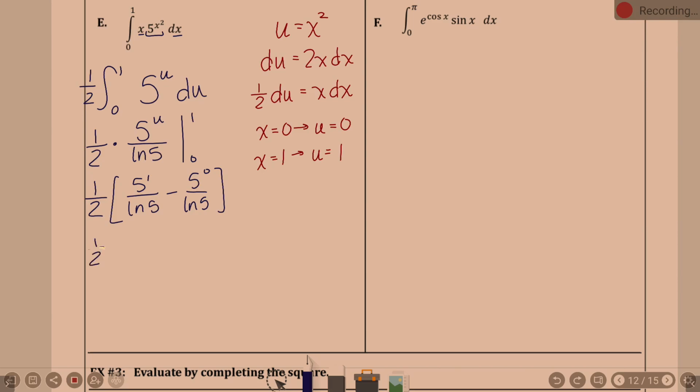5 to the first is 5 over natural log of 5. 5 to the 0 is 1 over natural log of 5. Is there a common denominator? Yeah, there's a common denominator of natural log of 5. So this is 1/2 times 4 over natural log of 5.